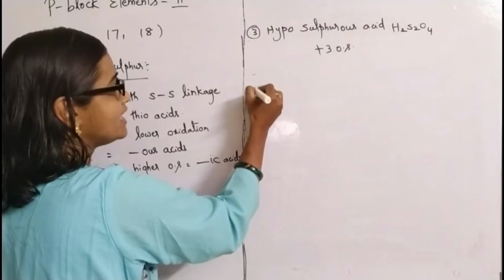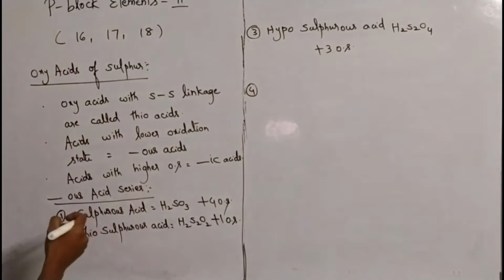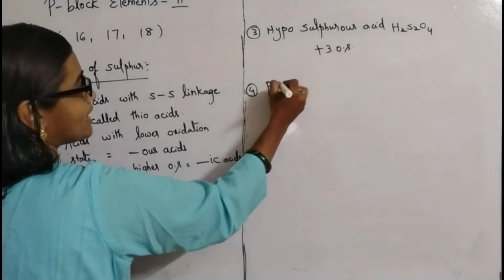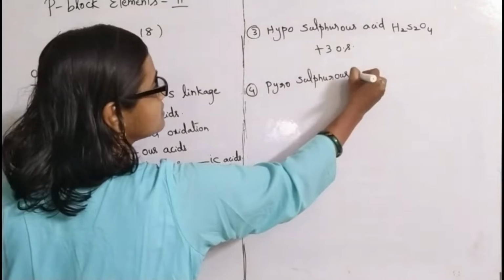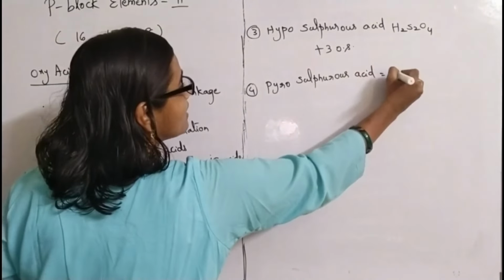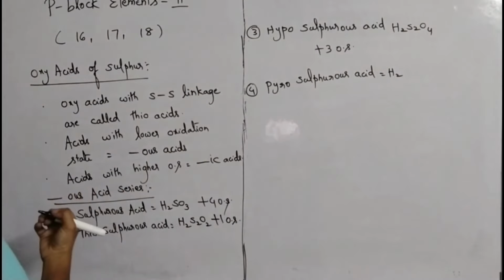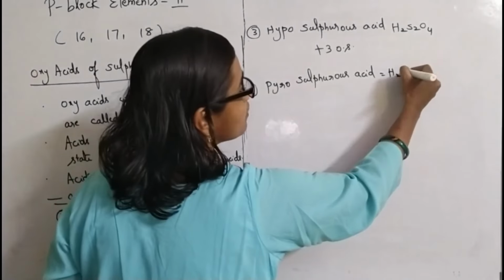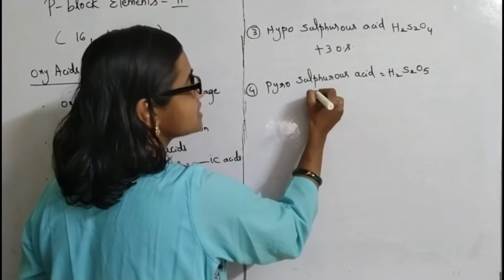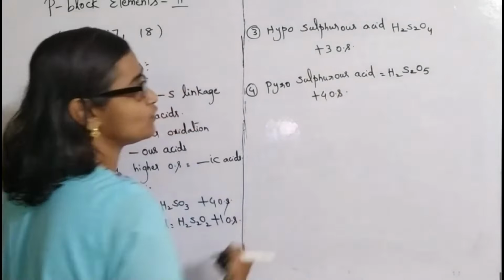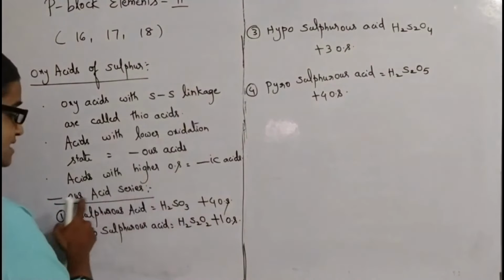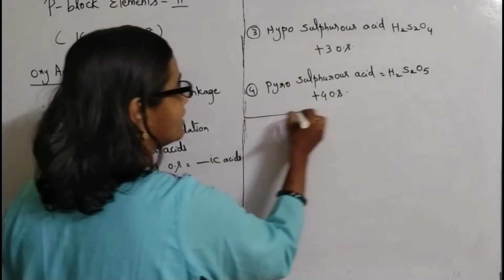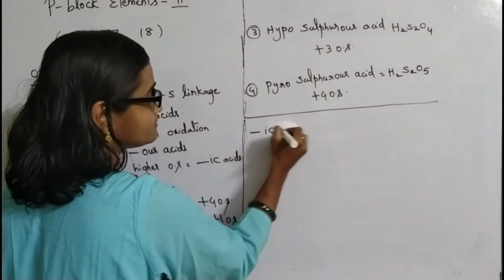Please remember, the fourth type of OUS acid is pyrosulfurous acid. Its formula is H2S2O5, with +4 oxidation state of sulfur. So these four are the OUS acid series. Then we go for the ic acid series.